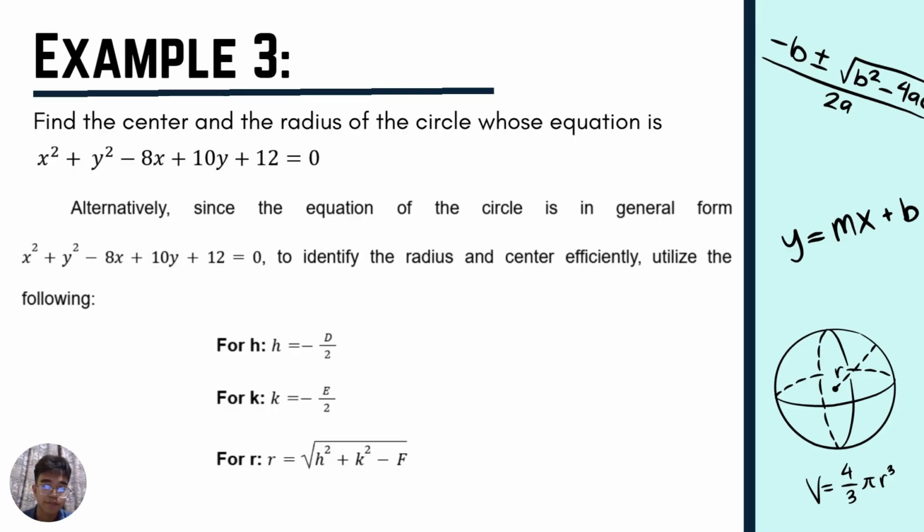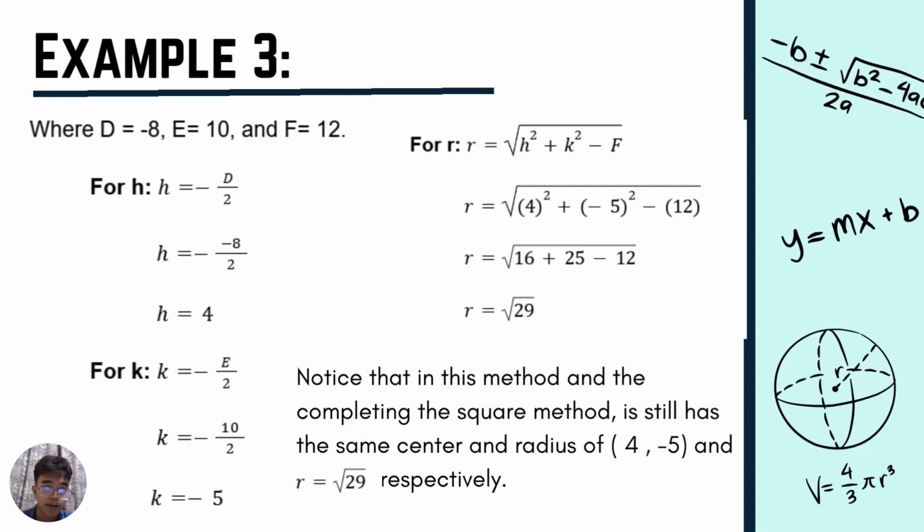Now, alternatively, since the equation of the circle is in general form, x squared plus y squared minus 8x plus 10y plus 12 equals 0, to identify the center and radius efficiently, we utilize the following. We know that h is equal to negative d over 2, k is equal to negative e over 2, and r, which is our radius, is equal to the square root of h squared plus k squared minus f, where d is equal to negative 8, e is equal to 10, and f is 12.